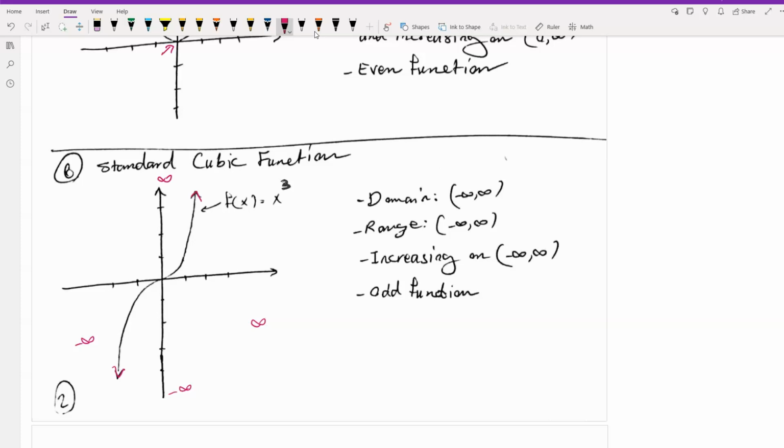This graph is increasing on negative infinity, positive infinity, so it's increasing like this, and that is negative infinity to positive infinity. And here we have an odd function. So this is an odd function.